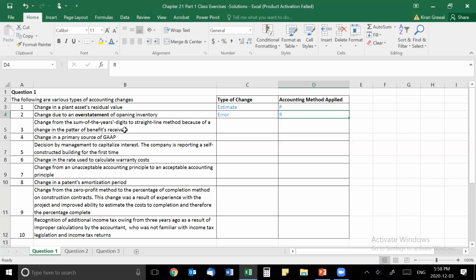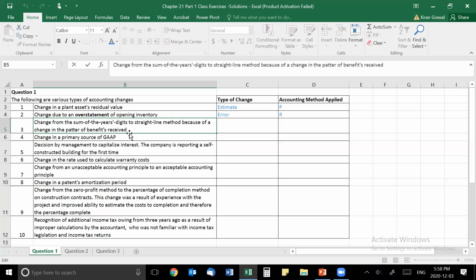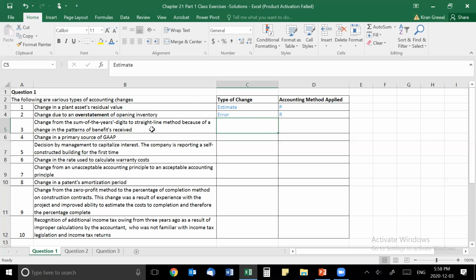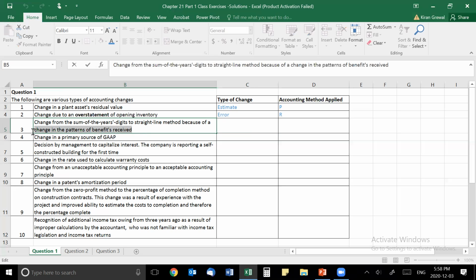Changing from the sum of the year's digits to straight line method for depreciation because of a change in the pattern of benefits received. So again, this is a change in depreciation. It's not a change in depreciation because it's an error. It's because there's been a change in the usage, the patterns of the benefits received.